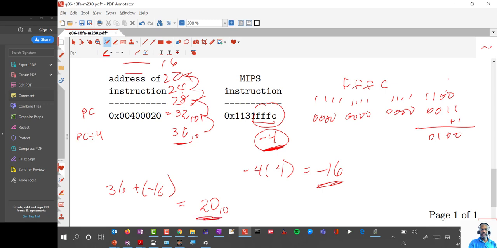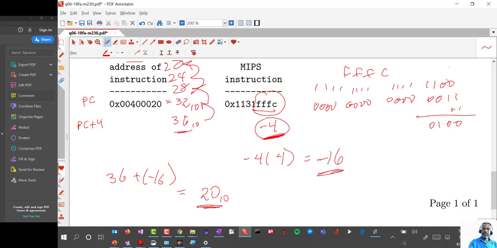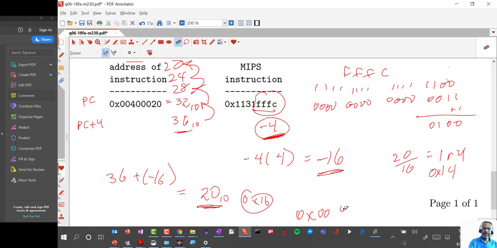So it looks like this answer is right. I need to encode that as a hex value. I know that 20 divided by 16 is going to be a 1 with a remainder of 4. So it's going to be a hex 14. You can check that hex 14 corresponds to that. So the address to which this instruction jumps is 0x04004, and then 1, 2, 3, and a 16. So that's the address to which this instruction branches.